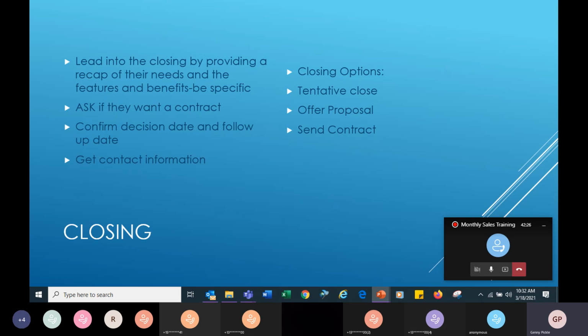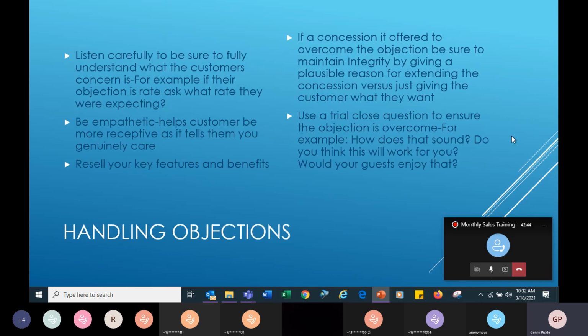So, two key things when it comes to closing: make sure you ask for that contract and make sure you set a follow-up time. So now I'm going to play a recording. Oh wait, hang on. I forgot about the objections.